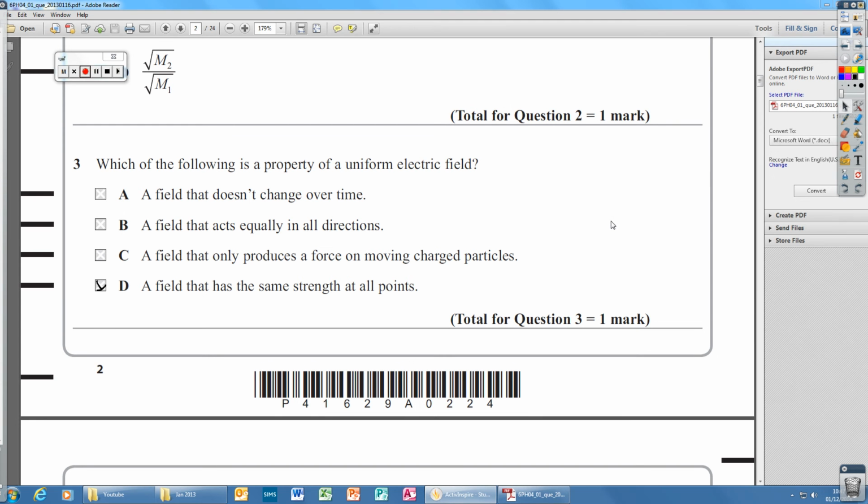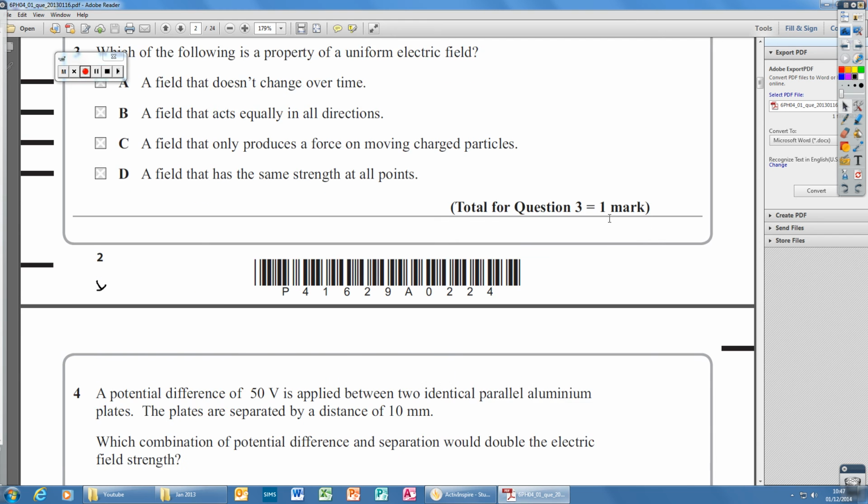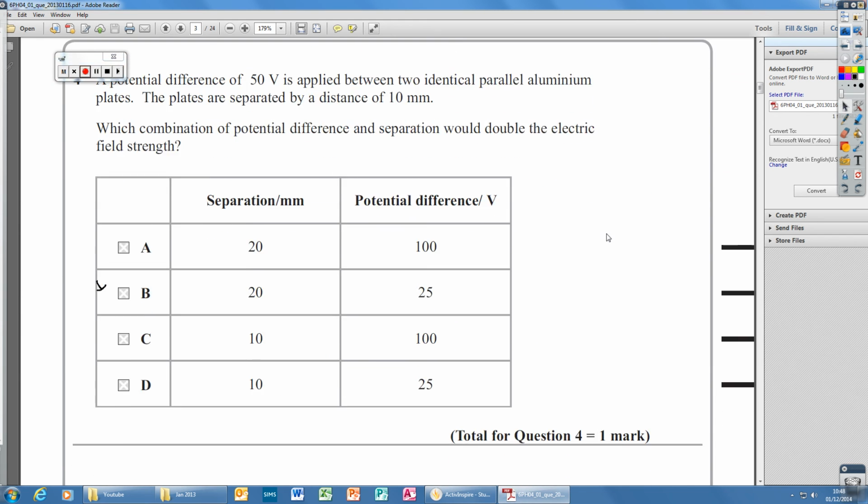Again, moving on for question 4. A potential difference of 50 volts is applied between two identical parallel aluminium plates, and they've got a separation of 10 millimeters. What combination of separation and potential difference will double the electric field?